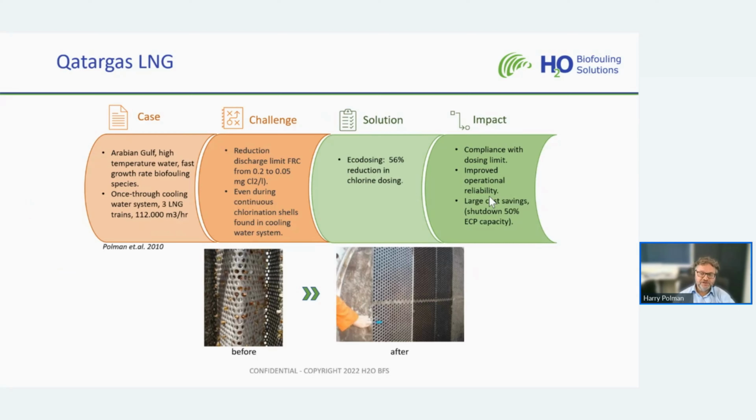We installed the technology and tuned the dosing based on the local conditions. Overall, we reduced the amount of chlorine by 56%. And the picture on the right shows the inspection after 3 years of operation. What we achieved was compliance with the very strict low discharge limits, but also improved overall reliability of the cooling water system and reduced a lot of cost. For example, for the electric chlorination plant, we could shut down half of the capacity.